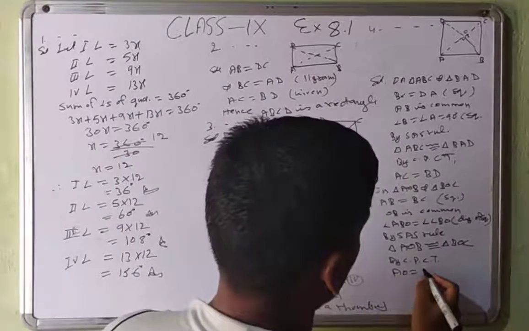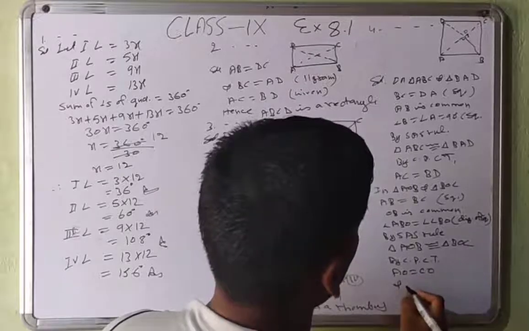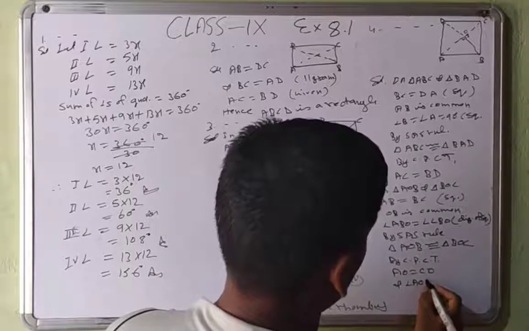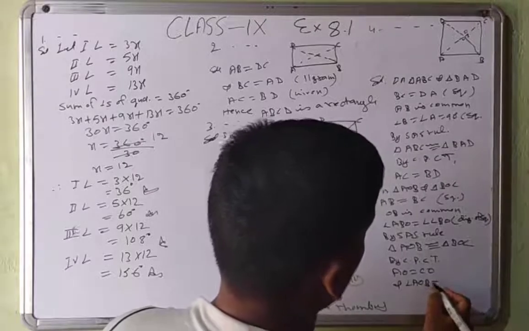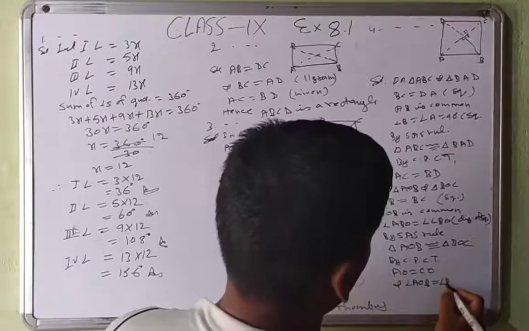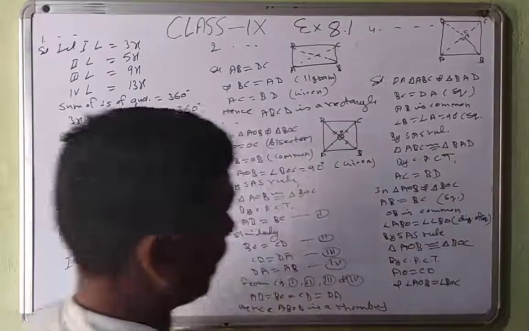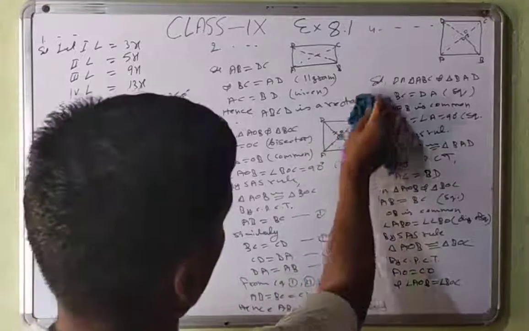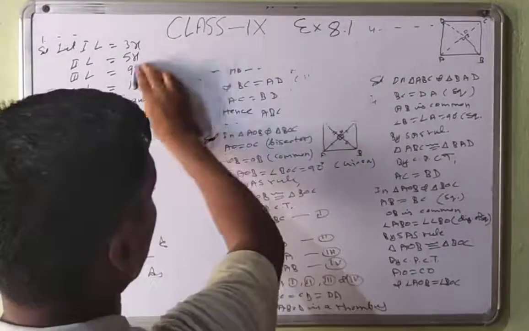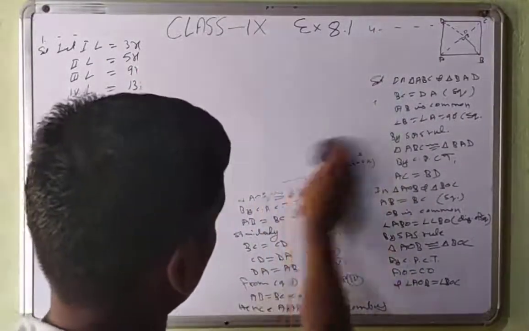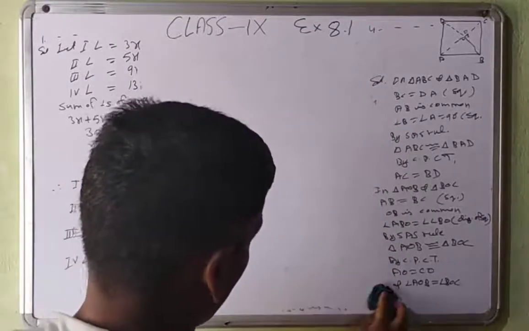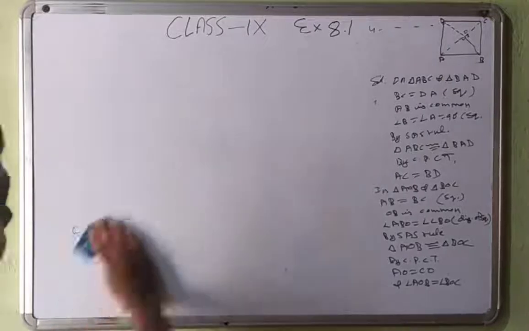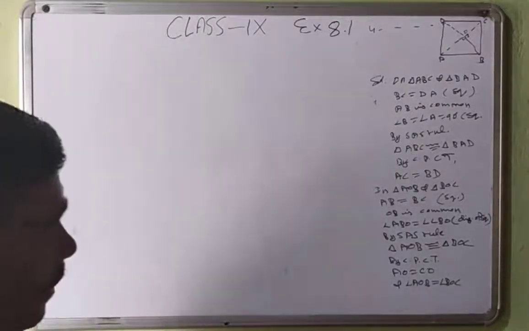AO is equal to CO, and angle AOB is equal to angle BOC. Angle AOB is equal to BOC. These are the equal angles, but not a right angle. Now we will prove the right angle also. How that will become, you will see.